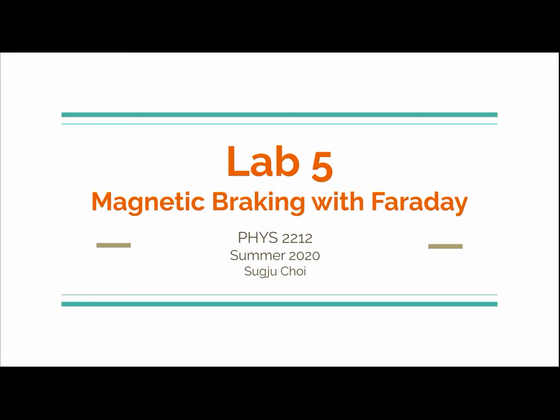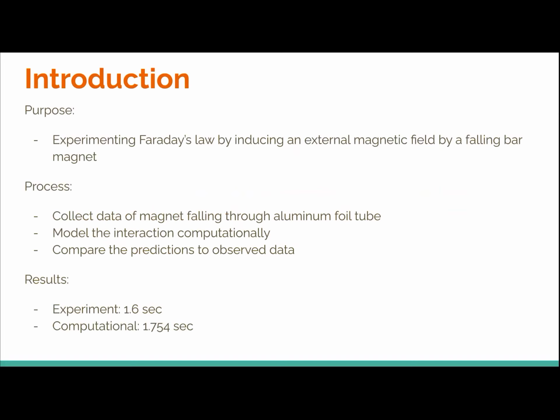Hello, this is my lab report for magnetic braking with Faraday. The purpose of this lab is to experiment with Faraday's law by inducing an external magnetic field by following a bar magnet. For this lab, we first collected data of the magnet falling through the aluminum foil tube, modeled the interaction computationally, and compared the predictions to the observed data.